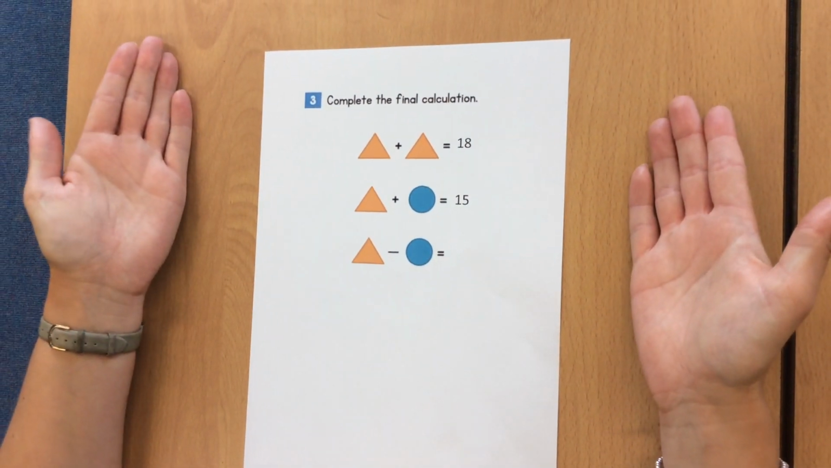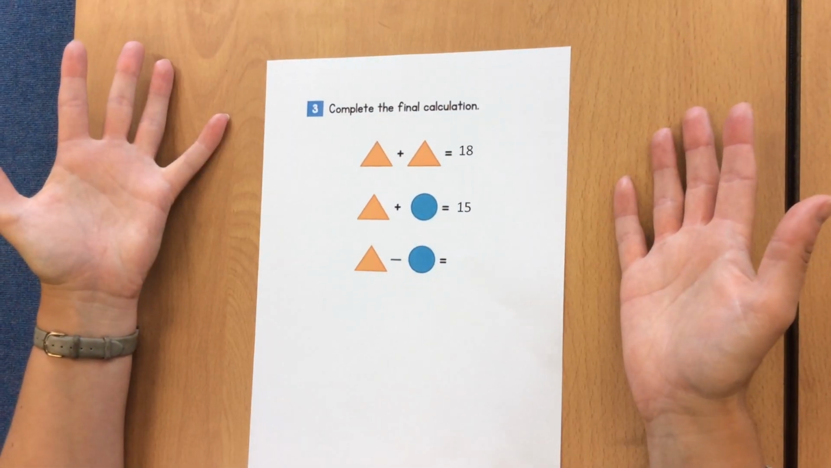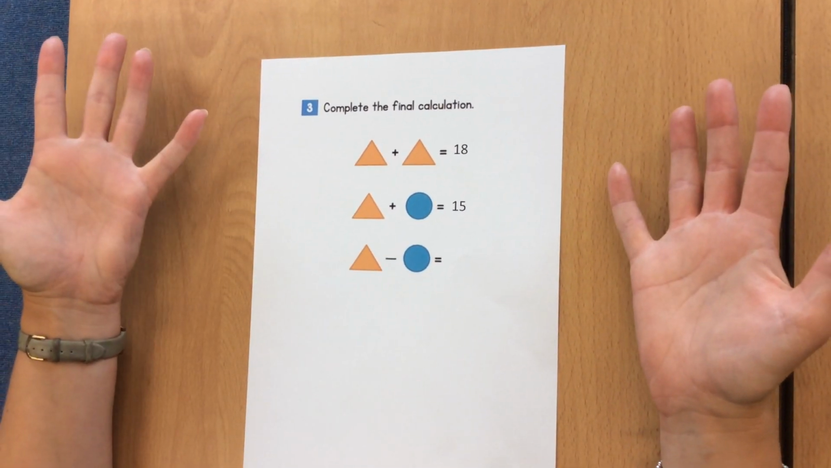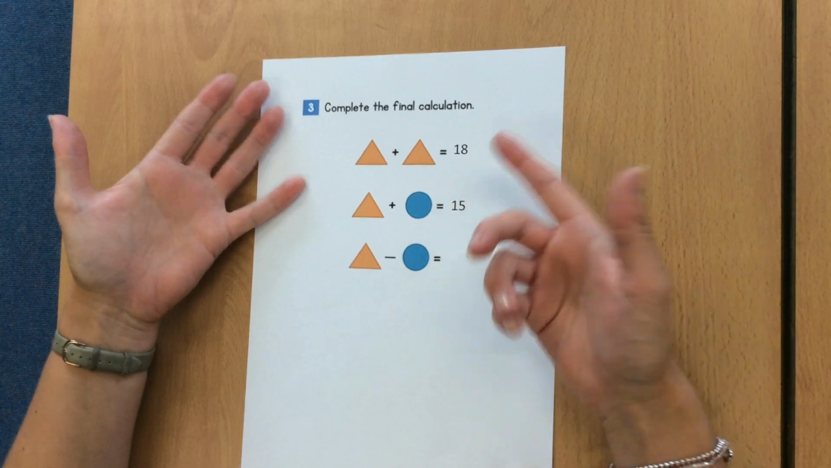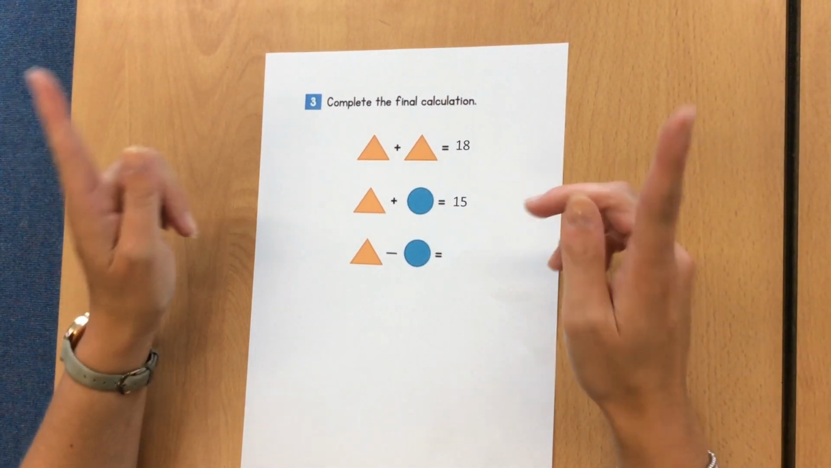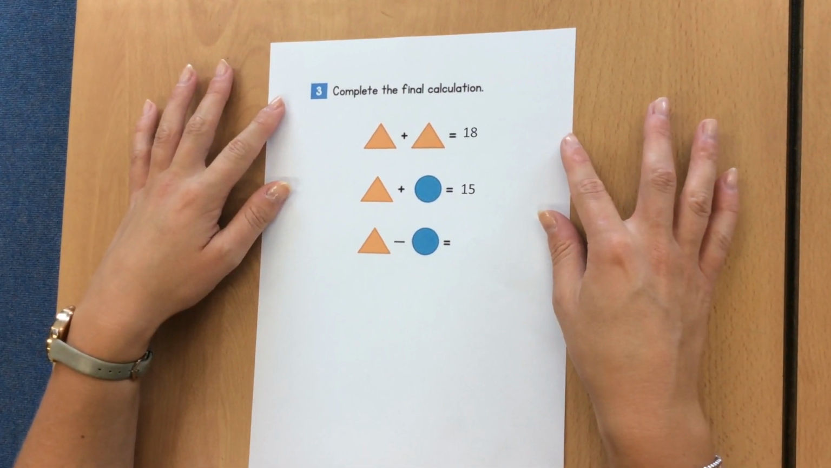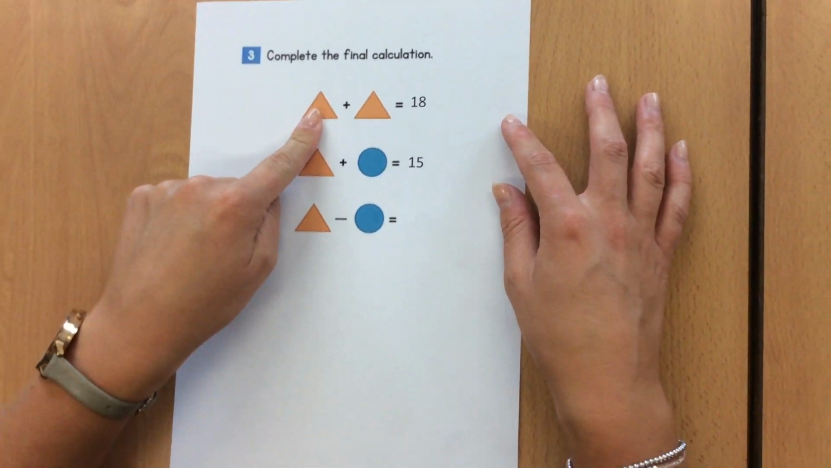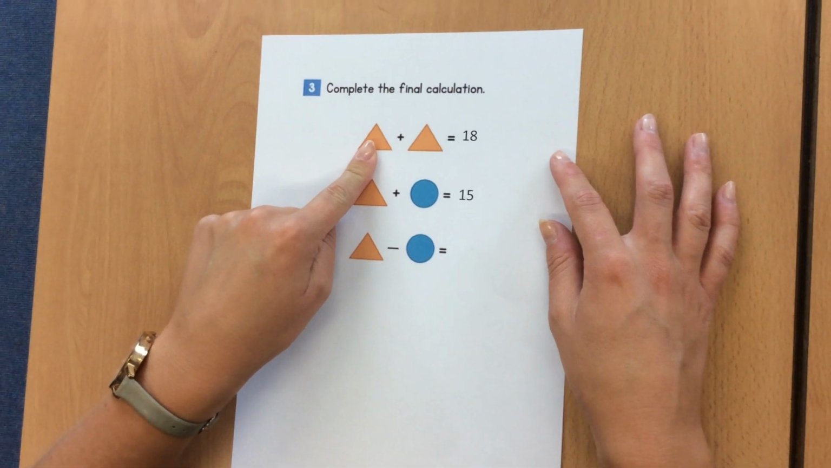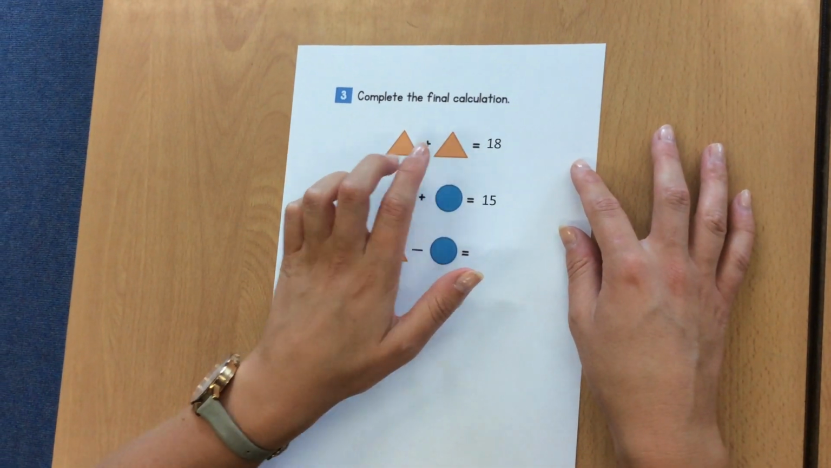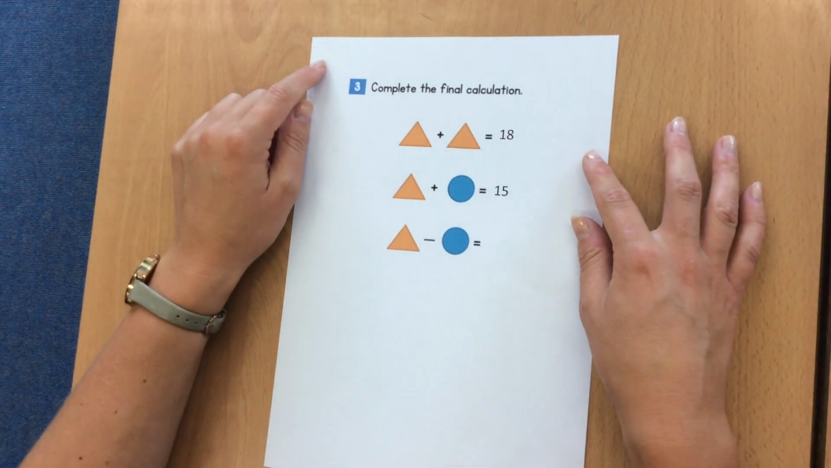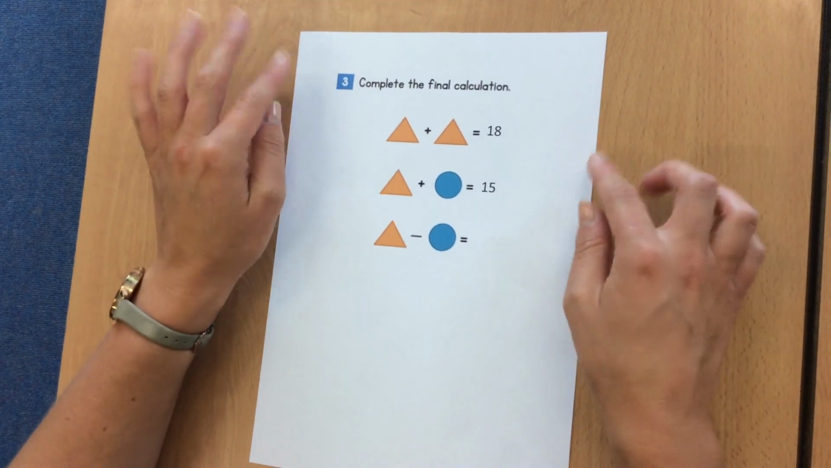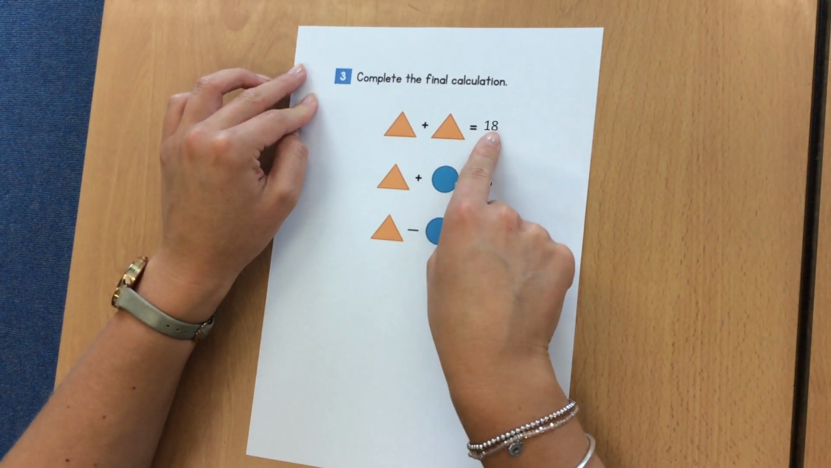What is going on here? There's no numbers. So what's happening then? How do we know what 18 is? So this is a bit of a trick because actually these triangles represent a number. And your job today is to work out what these numbers represent to help you work out the rest of these calculations. So the first one, triangle add triangle equals 18.